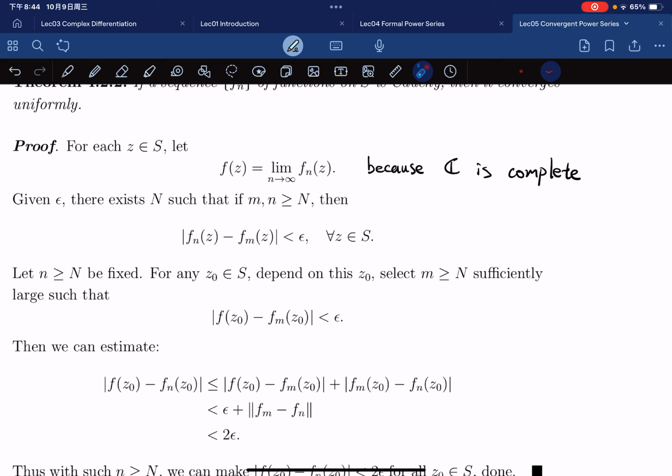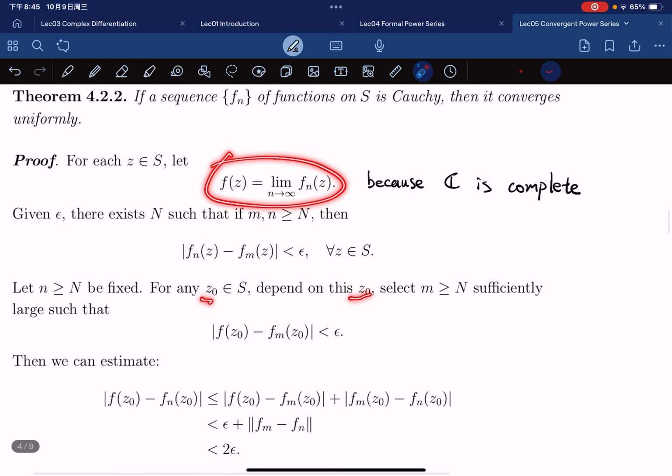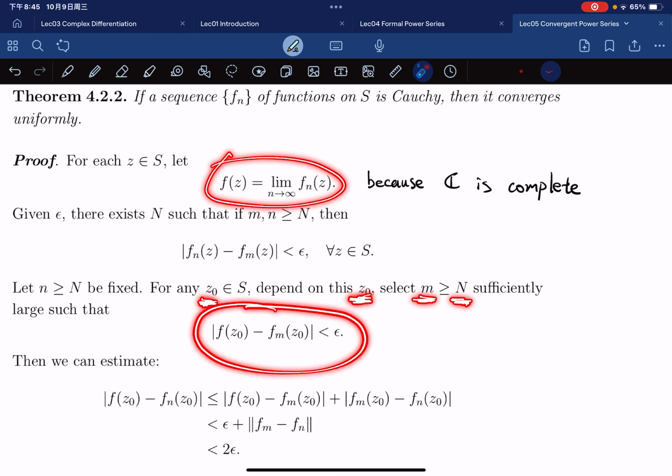Given, okay, let this little n be fixed. Now, for any z naught, depending on this. So we're using this. For any z naught, on this we can pick an m sufficiently large, greater than n, such that this is true. Because this is true, and we require this to make sure that this is also true, right? So we can do this estimation.